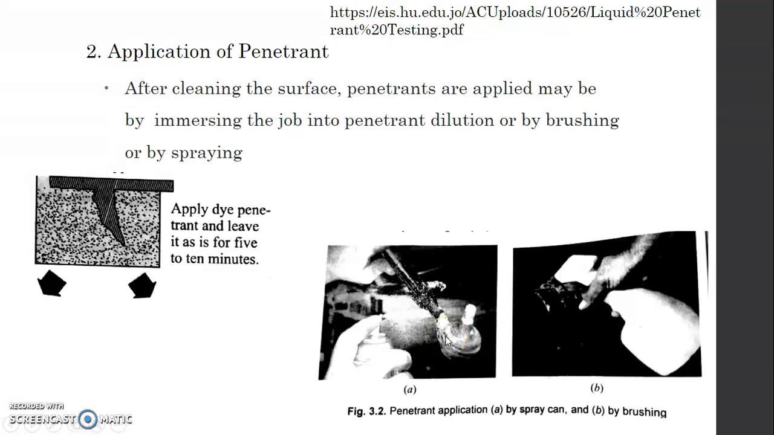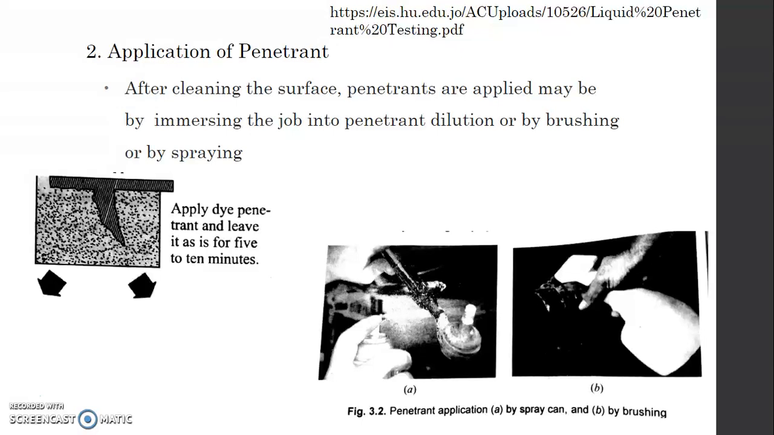There are a lot of types of penetrants available. It may be petroleum based or water based. The main property of the penetrant is that it should be highly sensitive and give more contrast and brightness, so that we can visualize the cracks. High sensitivity penetrant is normally water washable, so it is recommended for that.